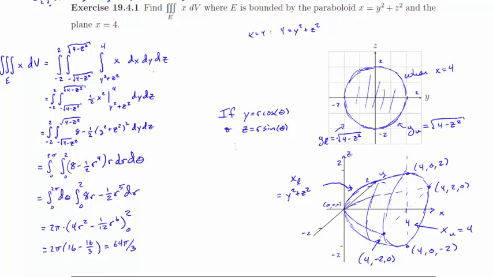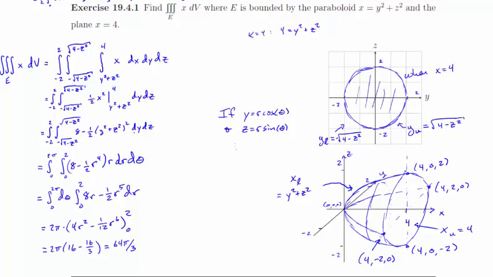So taking the antiderivative with respect to x, we get that this equals the integral from negative 2 to 2 of the integral from negative square root of 4 minus z squared to positive square root of 4 minus z squared of 1/2 x squared evaluated from y squared plus z squared to 4 dy dz. Plugging in these bounds, we get that this equals the integral from negative 2 to 2 of the integral from negative square root of 4 minus z squared to positive square root of 4 minus z squared of 8 minus 1/2 (y squared plus z squared) squared dy dz.